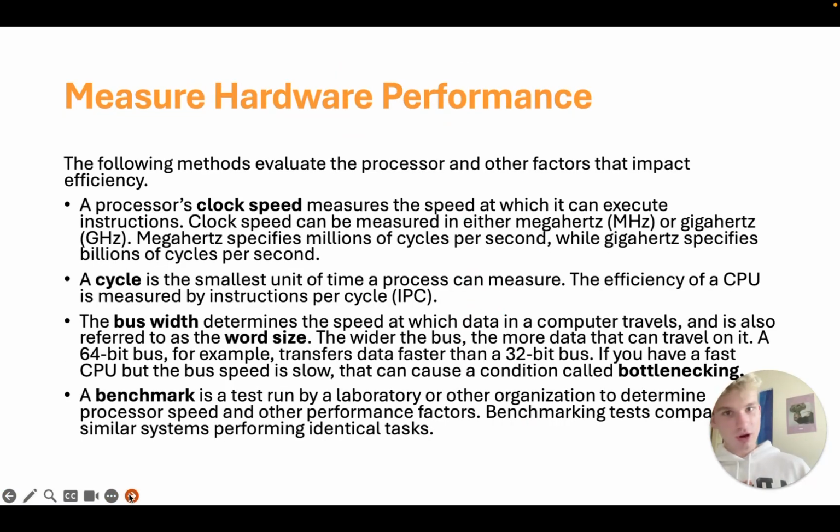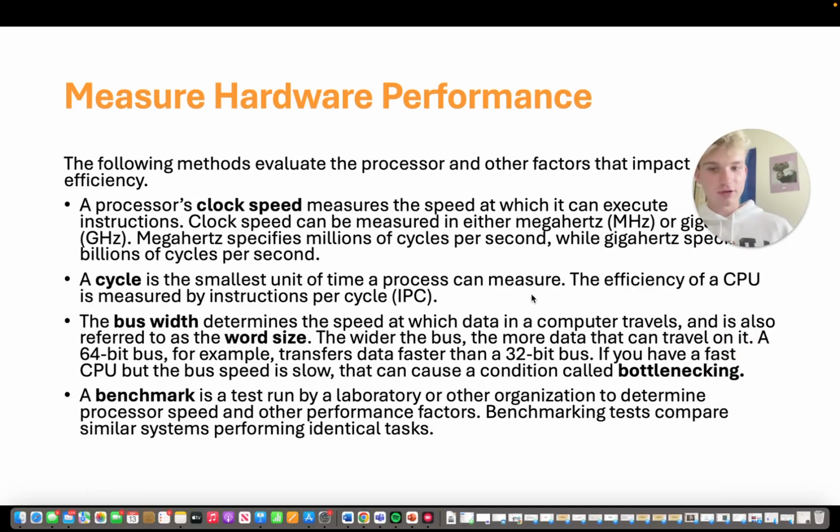We also learned how to measure hardware performance. The following methods evaluate the processor and the other factors that impact efficiency. A processor's clock speed measures the speed at which it can execute instructions. We learned what a cycle is, the bus width, word size, and a benchmark, which is a test run by a laboratory or other organization to determine processor speed and other performance factors. Benchmarking tests compare similar systems performing identical tasks.